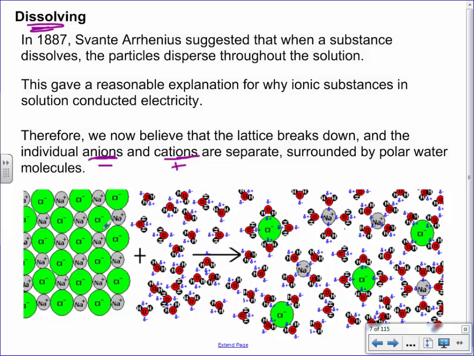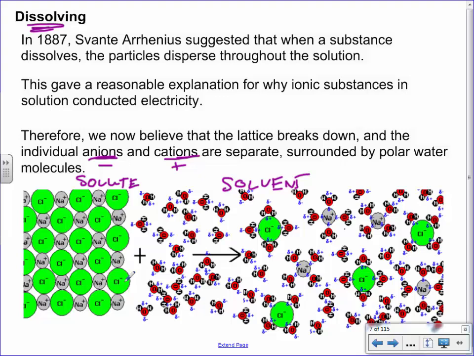He suggested that there's going to be so much water as your solvent. Remember how your solvent is water? And this would be your solute right here. There's so much water that it literally is like tearing it apart. These water molecules can rip each individual anion and cation apart.